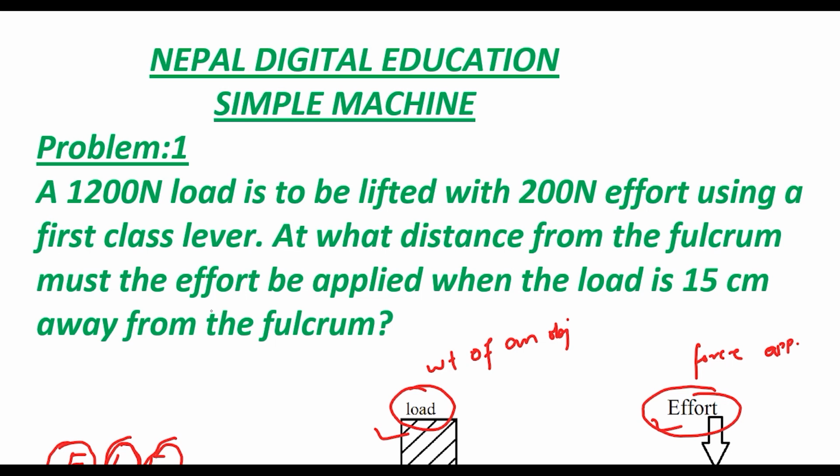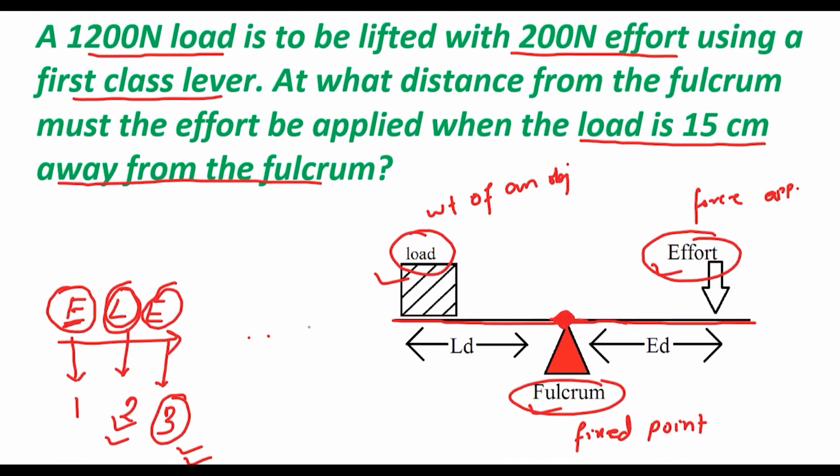Let us look at the first problem. In the first problem, we have a 1200 Newton load. So the load is given. It is to be lifted with 200 Newton effort using a first class lever. At what distance from the fulcrum must the effort be applied when the load is 15 centimeter away from the fulcrum? Before solving this numerical problem, we must know about the load distance and effort distance.